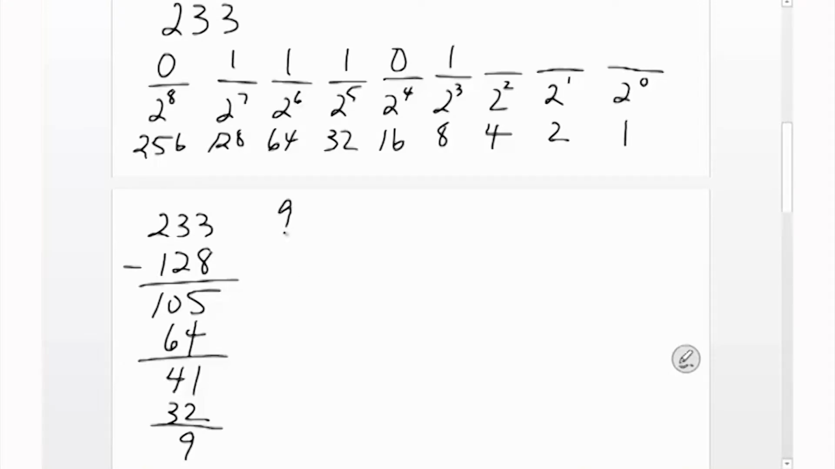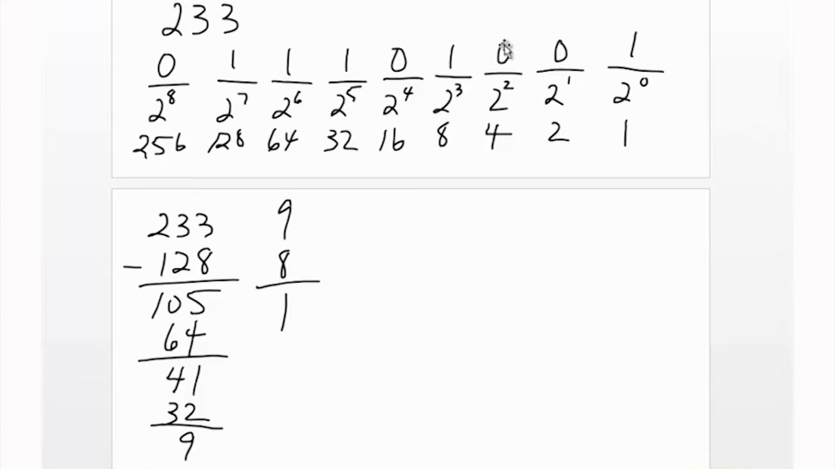We're going to bring our value of 9 up here and subtract 8. That's going to give us a value of 1. Well, the only one that's left that equals 1 is our last bit. So we're going to turn that on, and we're going to turn those two off. And what we've just done is we've converted that decimal value of 233 to the binary value.